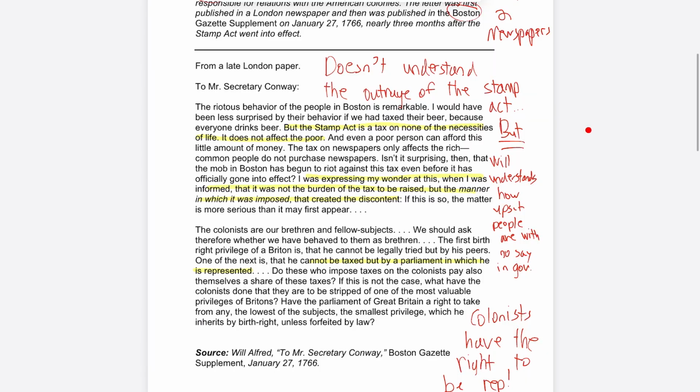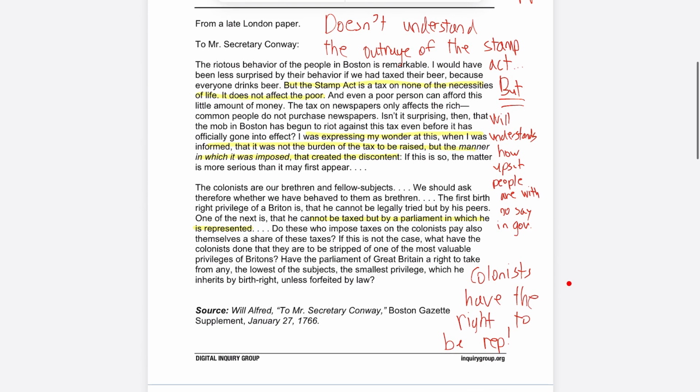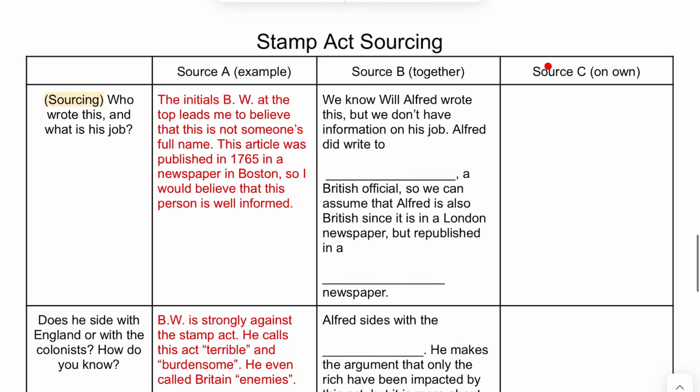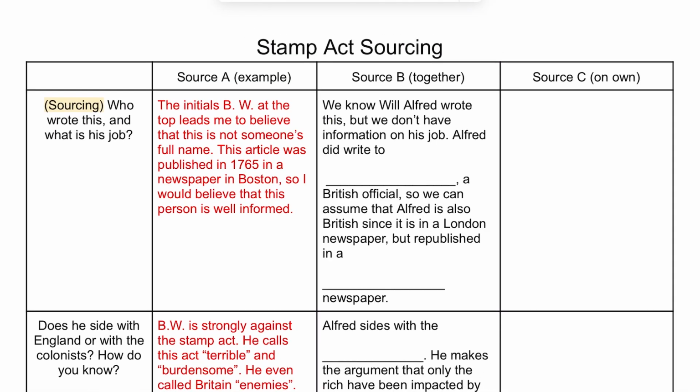So let's go ahead and we're going to do this source B somewhat together and fill in the blank here. So go ahead and look down here. Okay, so source B, we know who wrote this. Well, we know Will Alfred wrote this, but we don't have information on Will's job. Alfred did write to Conway, who was a British official.